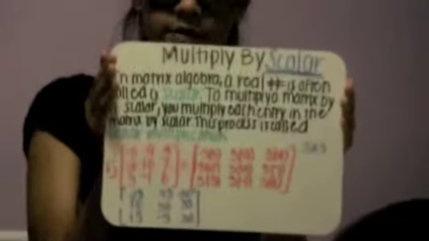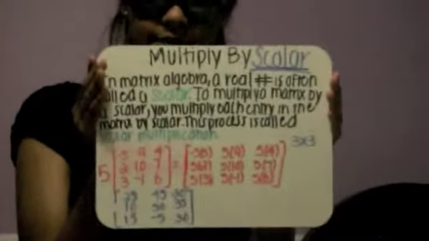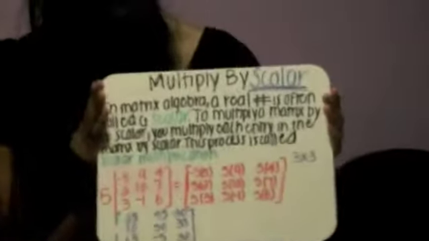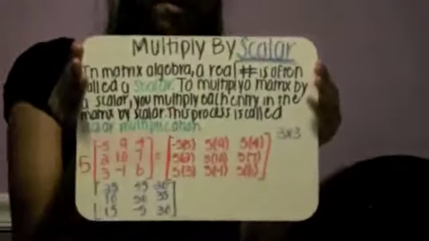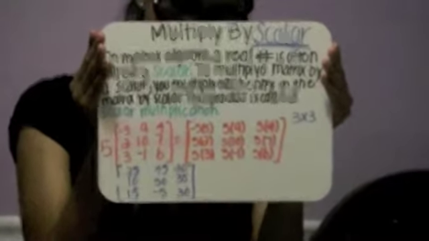To simplify this even more, you multiply negative 5 times 5, 5 times 2, 5 times 3, 5 times 9, 5 times 10, 5 times negative 1, 5 times 4, 5 times 7, and 5 times 6. Your end result and the answer would be negative 25, 10, 15, 45, 50, negative 5, 20, 35, and 30, as you can see right here in the blue.